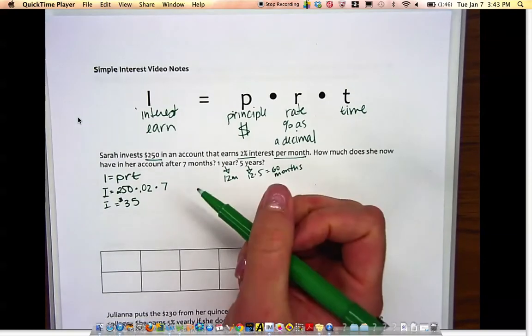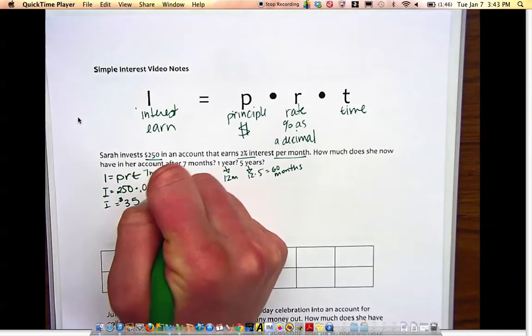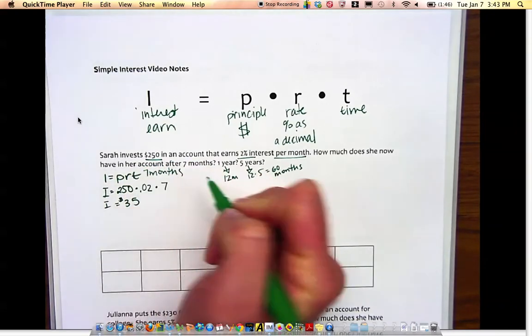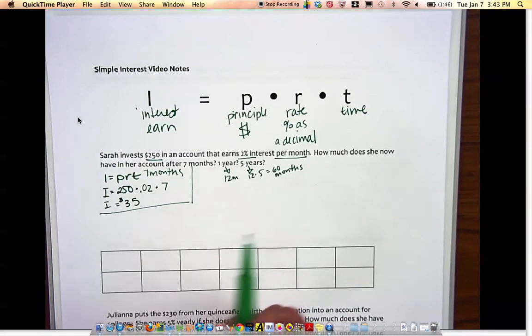So this is for 7 months. And notice that I'm labeling my work here. I want to keep it nice and neat and organized, so I'm going to box that off.